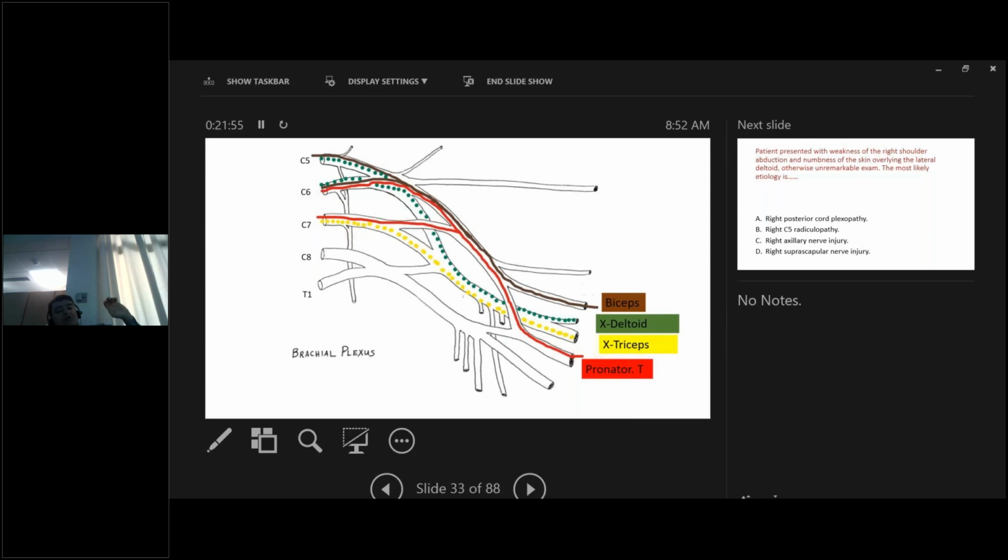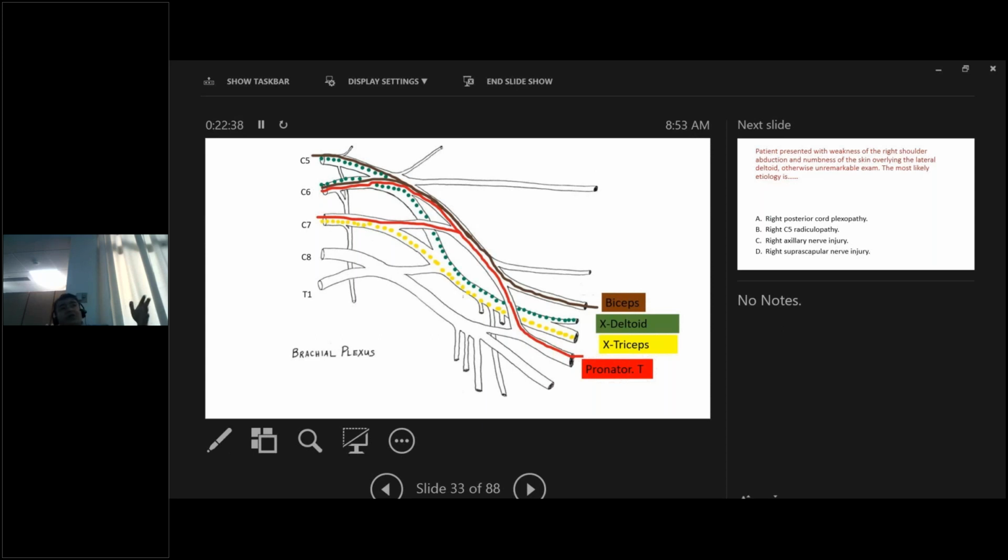Deltoid is what? It's C5 and C6. So C5 and C6 will go through the upper trunk, and then from the upper trunk, they will go to the posterior cord. So if I tell you the deltoid is affected, that means the lesion is in the upper trunk or posterior cord. But we have something that goes through the upper trunk, which is the biceps, and it's not affected. So the biceps is fine, the lateral cord, because it goes through the lateral cord. It's not only that, the pronator teres also, it's C6 and C7, but goes through the lateral cord also. So the problem is not in the lateral cord.